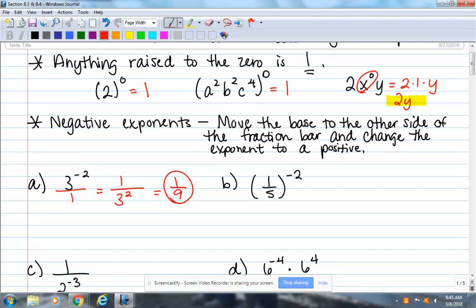All right, and B, the whole fraction is in parentheses. So what do we have to do if the whole fraction is in parentheses? Yeah, you give everything the negative 2 power, right? So that's going to be 1 to the negative 2 power over 5 to the negative 2 power. And then what do we do with negative exponents? Don't say flip. We're not flipping. Yeah, we move them to the other side of the fraction.